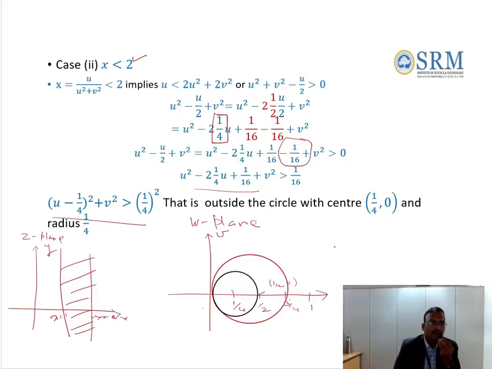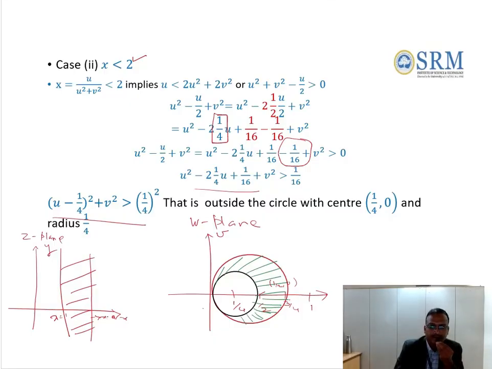Therefore the intersection of these two regions is outside the black color circle and inside the red color circle, that region, right? So this is your required region under the map f of z equal to 1 by z. Okay, clear? Is it clear? Right.